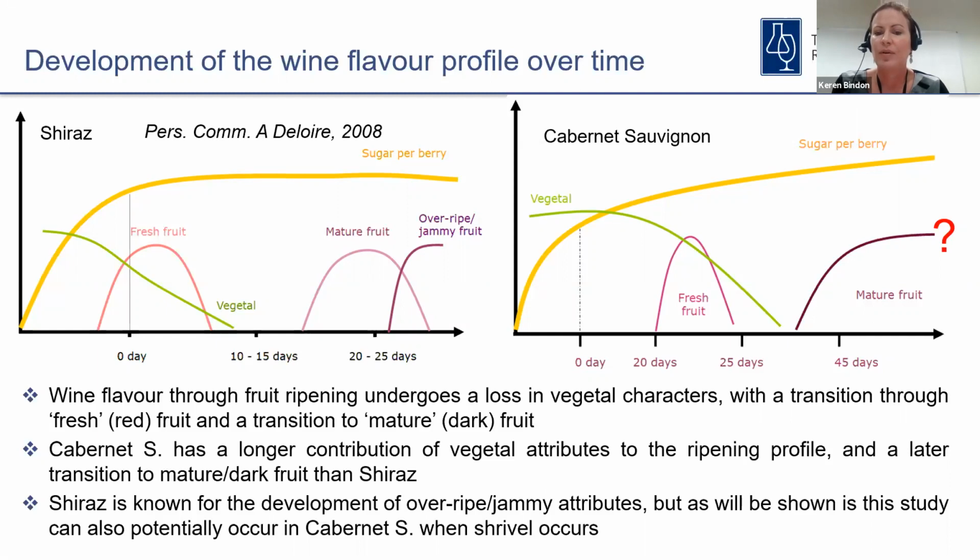But we will see a longer phase of vegetal with Cabernet, and then a fresh fruit and a mature fruit phase, which in our terms we would talk about as red fruit or dark fruit. And I put a question mark there because some of the data we will see today show that for Cabernet Sauvignon, there is the potential for an overripe or jammy phase to also eventuate when the fruit is very, very ripe. So we'll talk a bit more about that later on.